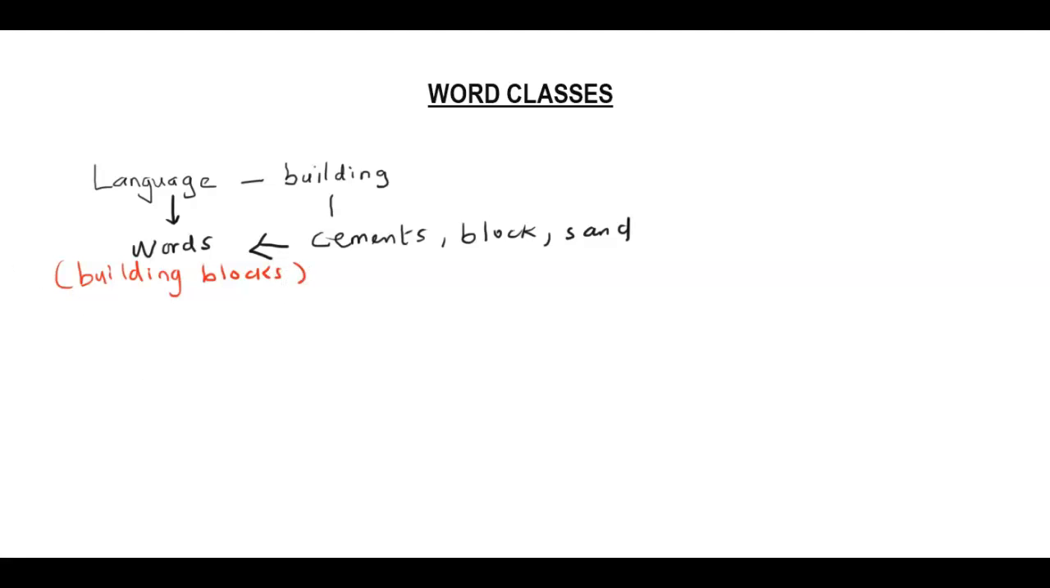These words may be categorized into different groups based on the function that they perform in a particular context or situation. Hence, we have word classes or parts of speech. In the English language, there are 8 main parts of speech.